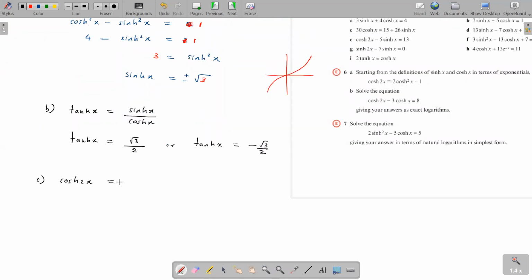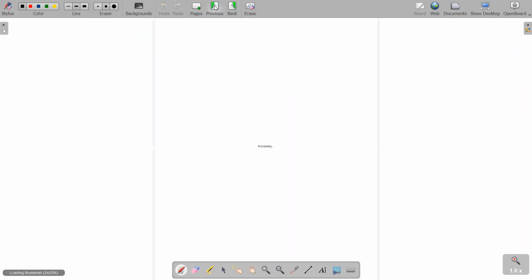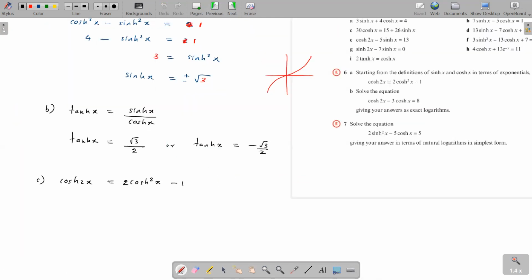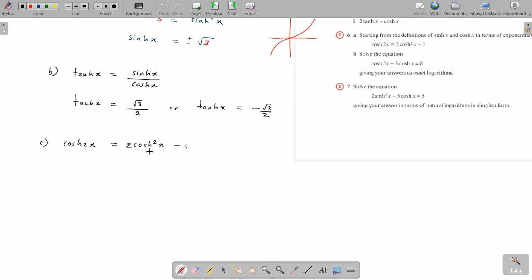So cos 2x, I'm going to go with the second expression, 2 cos square x minus 1. This is what we derived earlier. Substitute the value, we know cos x is 2. So it's going to be 2 into 2 square, which is 4, minus 1. 2 times 4, 8, minus 1, which is 7. So cos 2x is equal to 7. All right, guys?